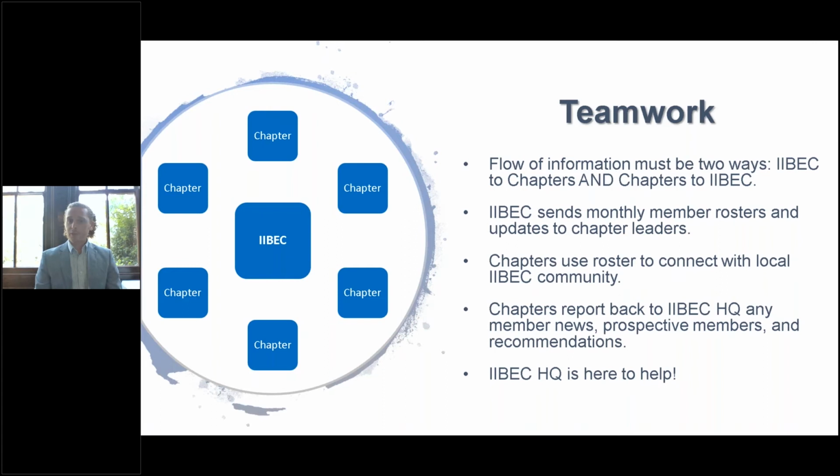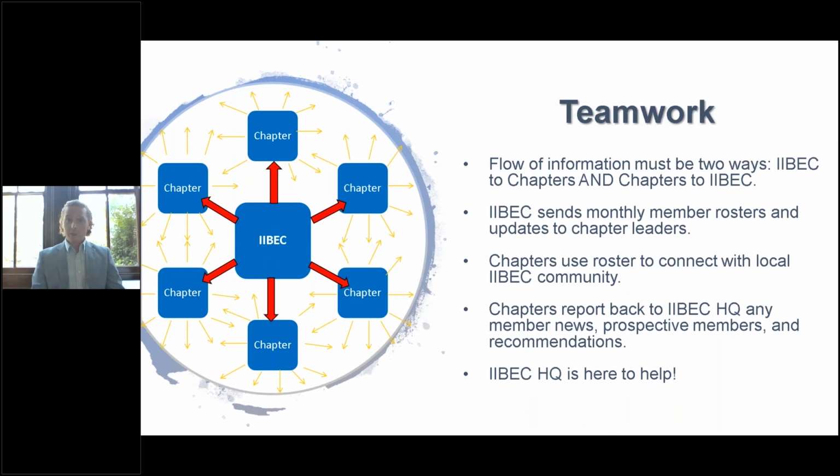So flow of information, I've talked about this a little bit. Each month, IIBEC staff provides chapter leaders an email that has the member roster, an updated member roster, as well as a list of IIBEC new members. And the chapters hopefully use that information to reach out to their community, to engage their members on a local level, and to encourage them to attend events. Obviously, chapters can have lists and member contact information and organize that information however you like.